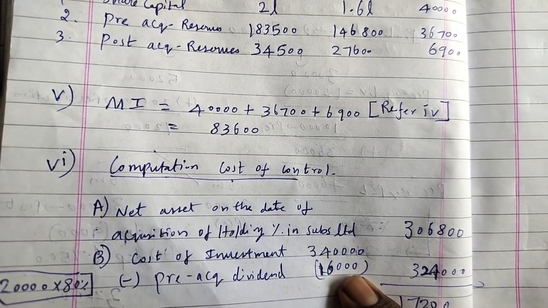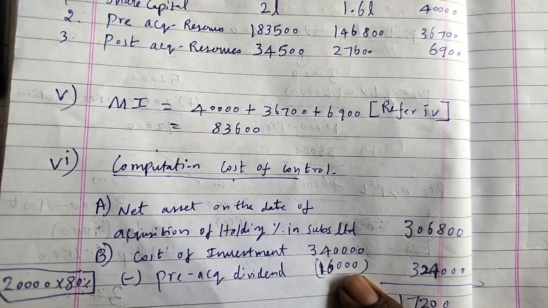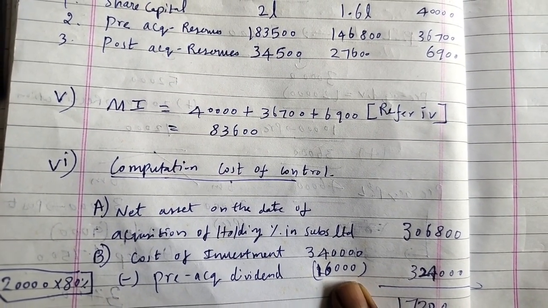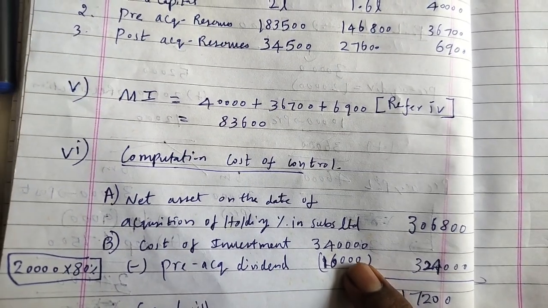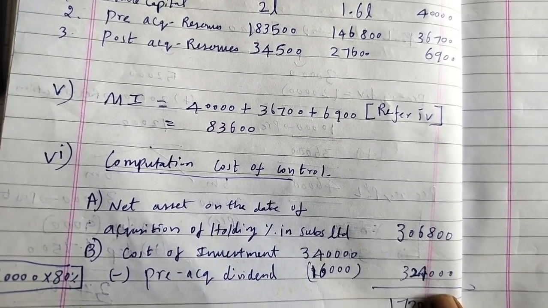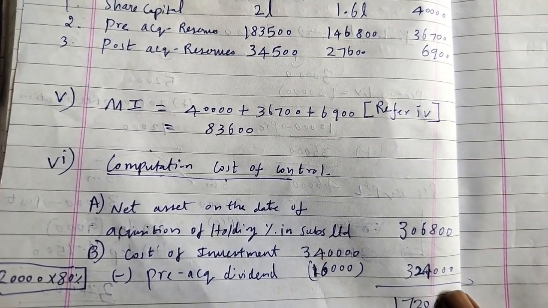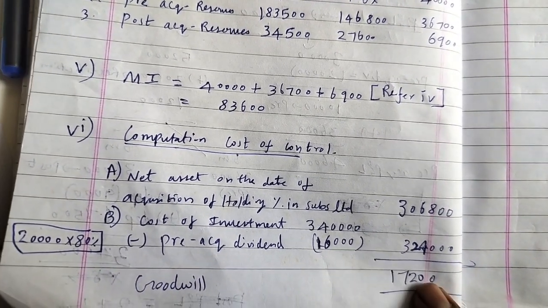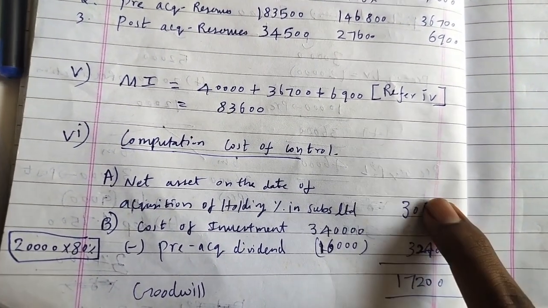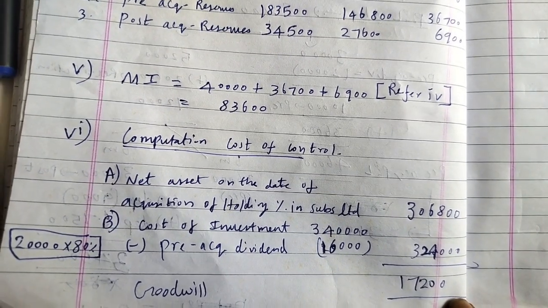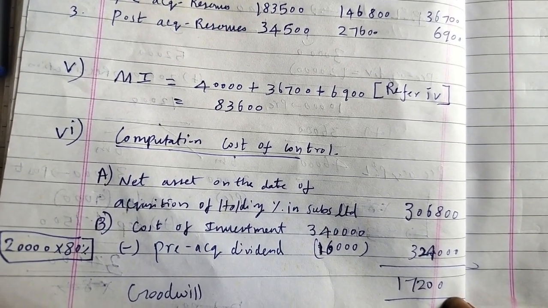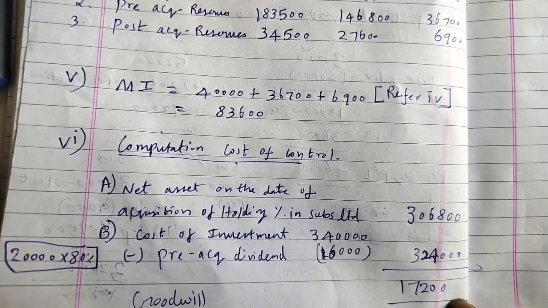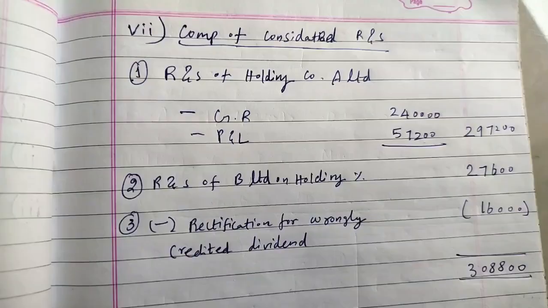20,000 we will take into 80%, because it is the holding company's share. So we will get 16,000. We need to minus the pre-acquisition dividend from the cost of investment. So we will get cost of investment 3,24,000. If we do A minus B, we will get goodwill 17,200. How goodwill? Because cost of investment is more than net asset, so goodwill.